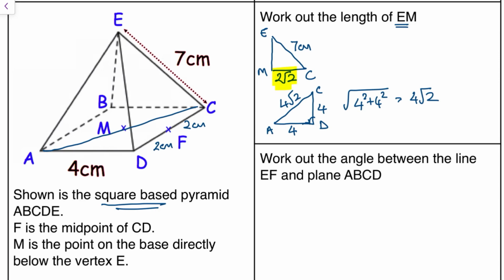And crucially, for the triangle that I care about, I've got E to C. I've worked out what M to C is, which means using Pythagoras, I can therefore work out the thing I want, which is the length E to M. So E to M, using Pythagoras, is going to be 7 squared minus, or 2 root 2 is the square root of 8. So 2 root 2 squared is 8. So 7 squared minus 8. 49 minus 8 is 41. So that's going to be the square root of 41.